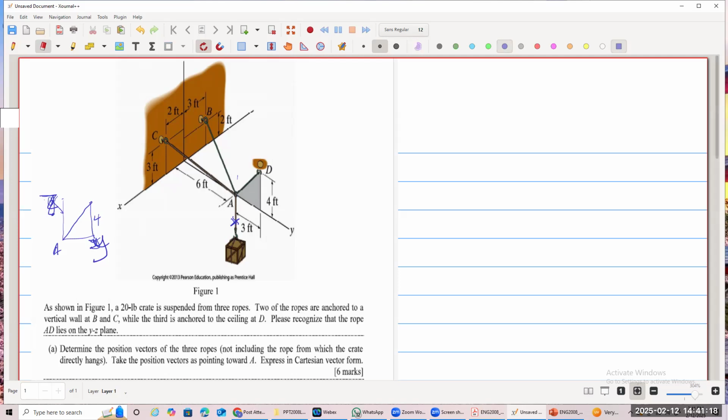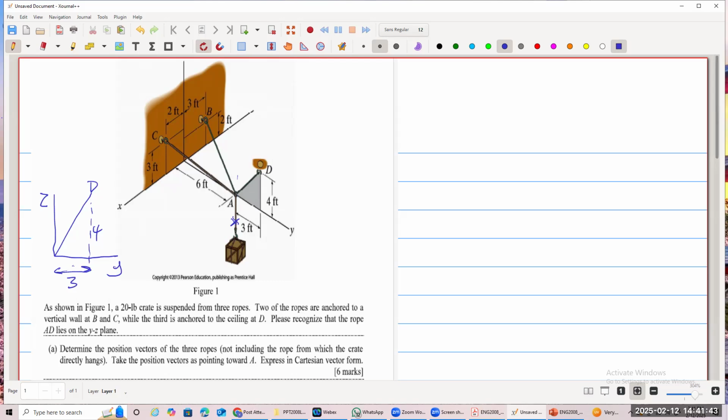Let me just repeat that, and write it the correct way. So this is Y and this is Z. It's in the ZX plane alone. So this is D, and this part is coming down. This is 4. So does that mean in the Z direction it is 4? And in the Y direction it is what? 3. Can you see that?